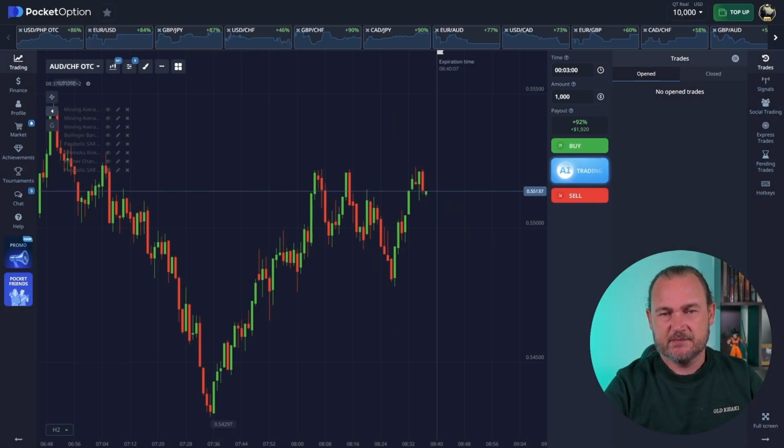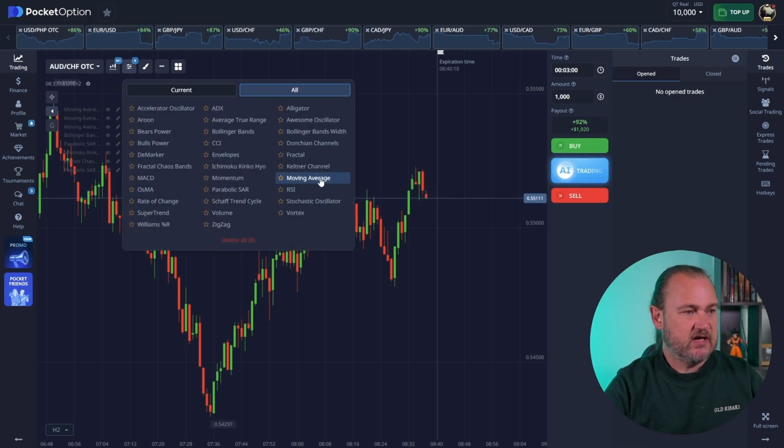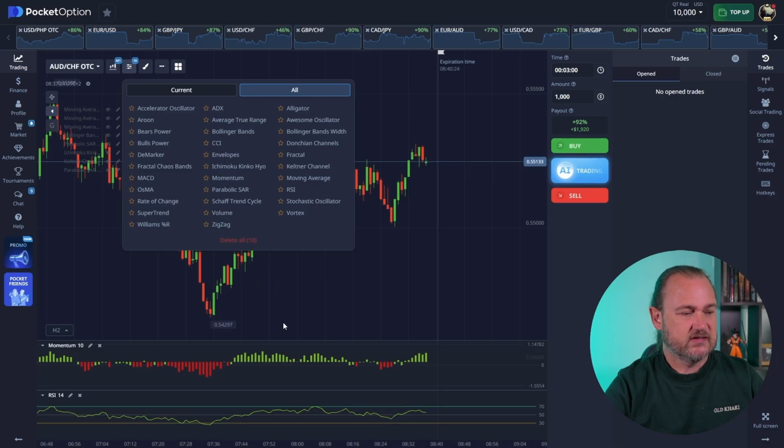Let's get our platform set up so we can start trading. I'm going to show you guys which indicators we're going to use, and I'm going to walk you through the strategy, and after that we're going to look for some trades. Let's get our platform set up first though, and we're going to add our indicators. We're going to be adding two today. We're going to be using the momentum indicator and then also the RSI.